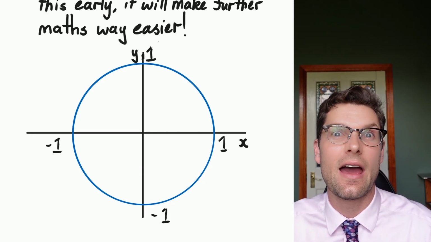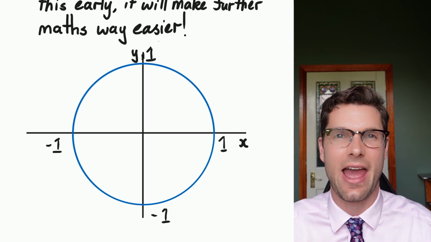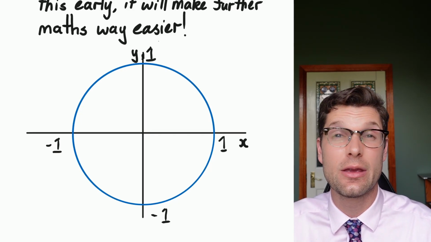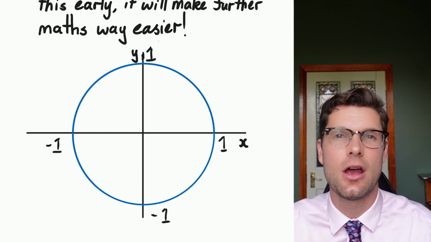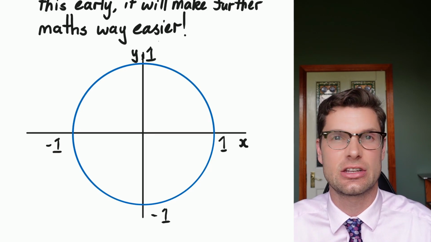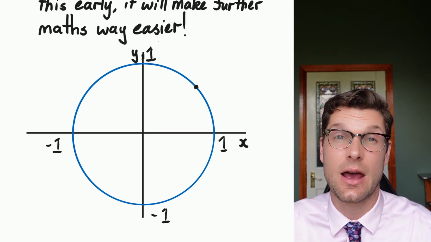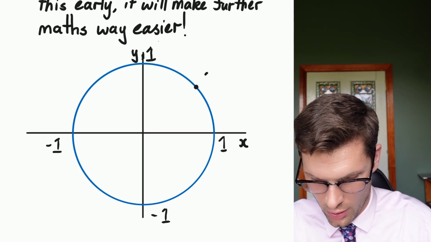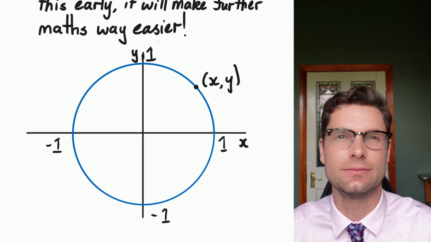So I'm going to find a point x, y somewhere in this positive quadrant, where x is positive and y is positive. It's really important to note that I could have picked any single point on this circle, but I'm choosing this point just kind of randomly. So if I've got a point here, it must have some coordinate x, y. We know that from year 7, so that's not too difficult.